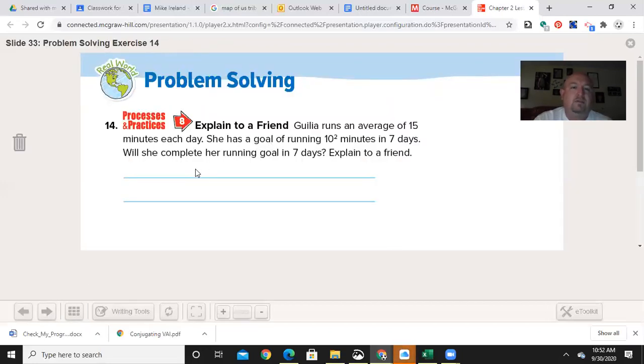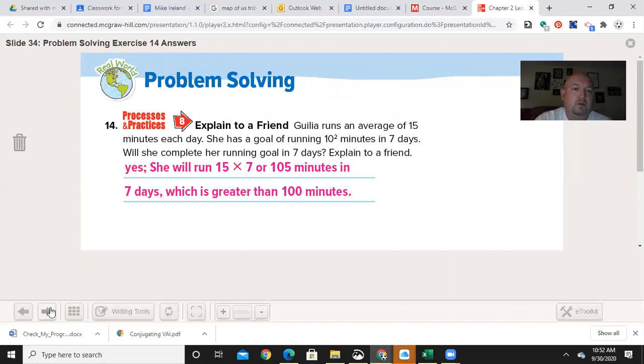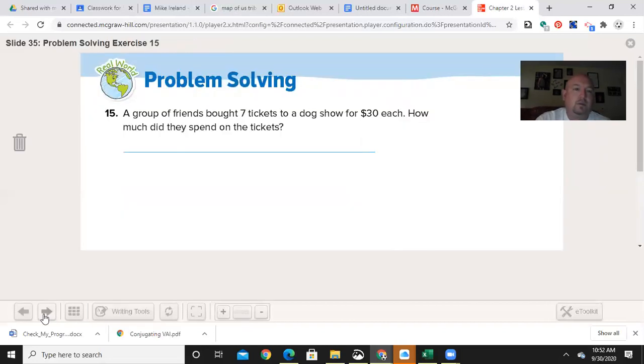He runs an average of 15 minutes each day. She has a goal of running 10 squared minutes in 7 days. Will she complete her running goal? Well, let's do 15 times 7. Is that going to be more than 100? Go ahead and pause the video now. And welcome back. And you find she's correct. 15 times 7 is 105, which is just greater than 100.